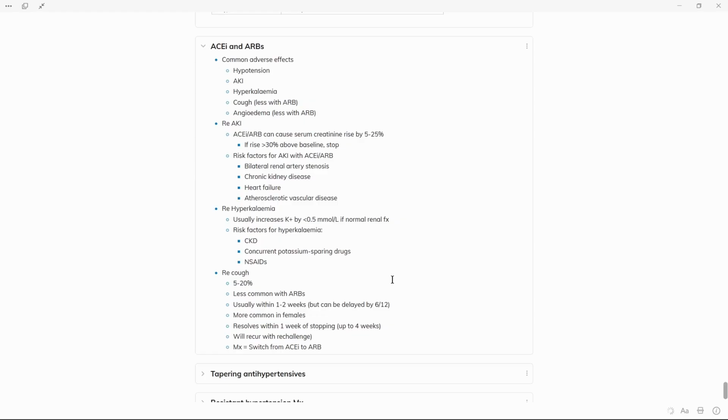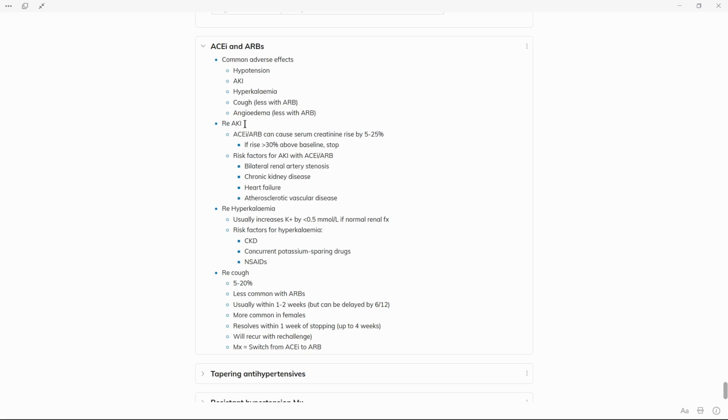So we'll talk a bit more about ACE inhibitors and ARBs because they are usually the first line medication that they will use. And so I think it's important to know a bit more about their side effects. So common adverse effects, similar to any other antihypertensive medication, is hypotension. They can also cause acute kidney injury, hyperkalemia, cough, less so with ARB, and angioedema, less so with ARB.